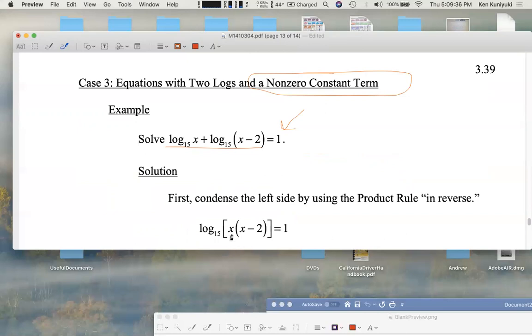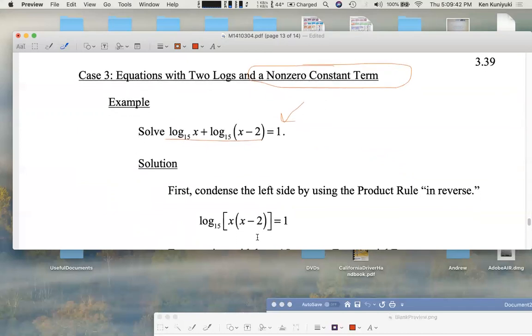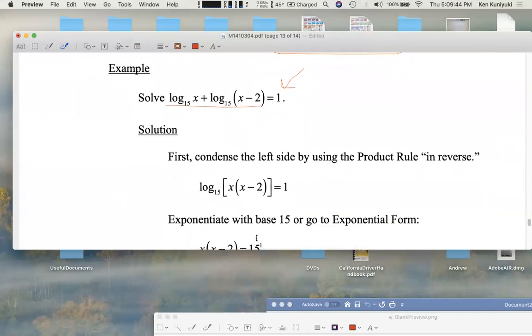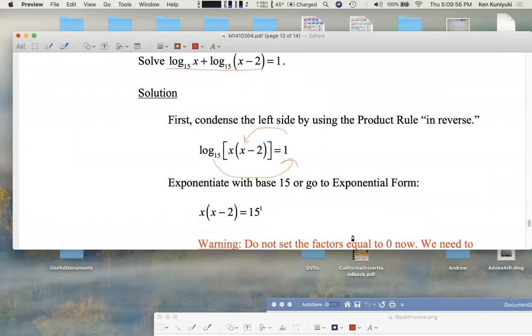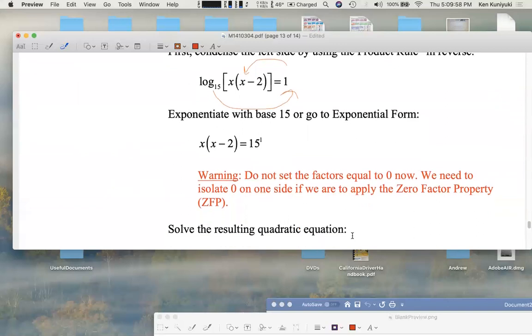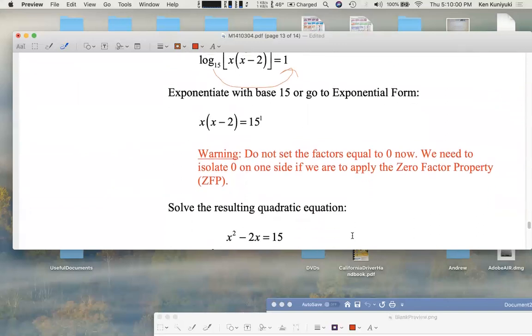And then you could either multiply this out or do the zigzag, go to exponential form. 15 to the first is this product. And then I turn it around. 15 to the first equals this product. And then we can work out the product. x squared minus 2x equals 15. We could have multiplied out back up here.